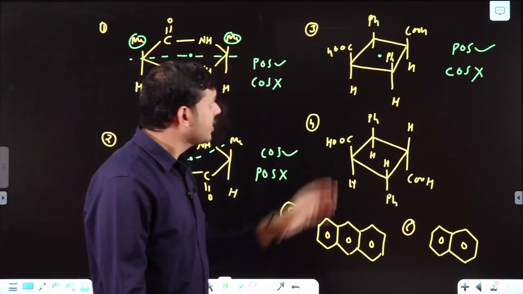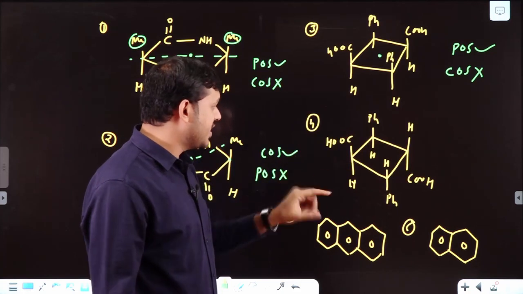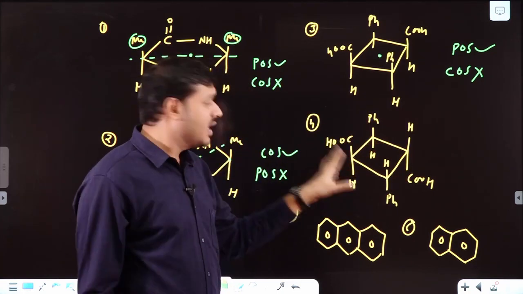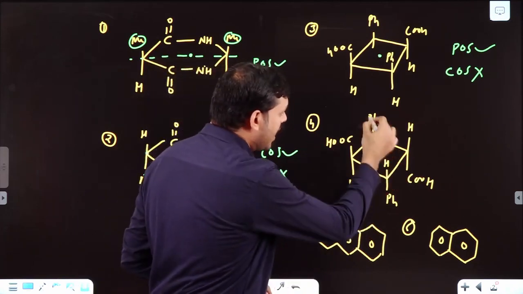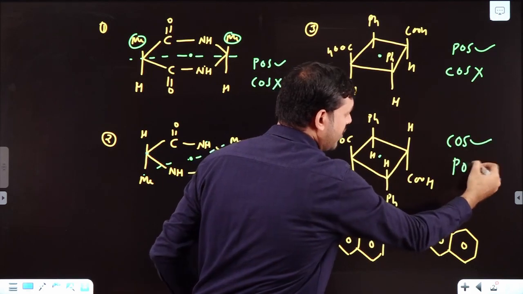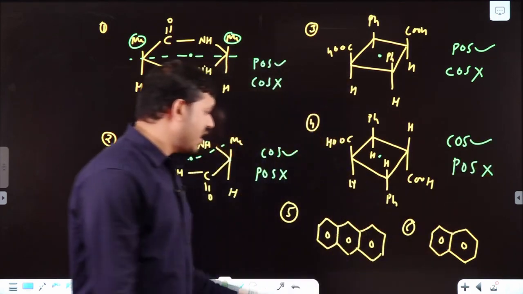Check this one. Again, I have made one interchange only. pH up, pH down, COH up. Simply here you can say from this center up, down, up. So it is having COS present and POS absent. Okay, now check this one.